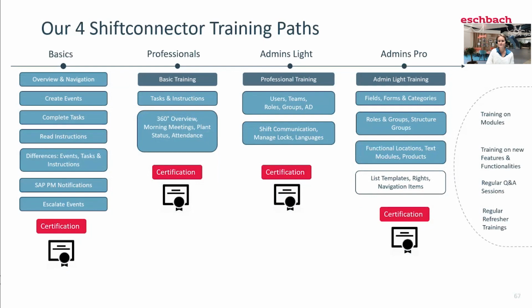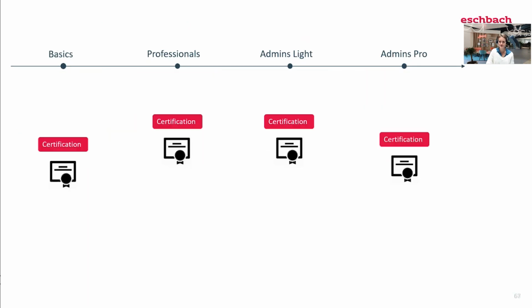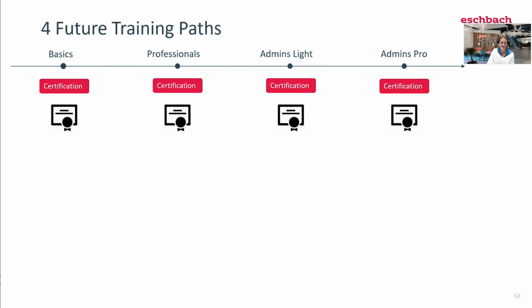And what we are working on right now is to have certifications for these training paths. This way you can make sure that when you onboard new employees, they're on the same knowledge level like others. Also, you have certifications that you can show to auditors if this is relevant for you. And you can make sure that all people are on the same page regarding their training in Shiftconnector.